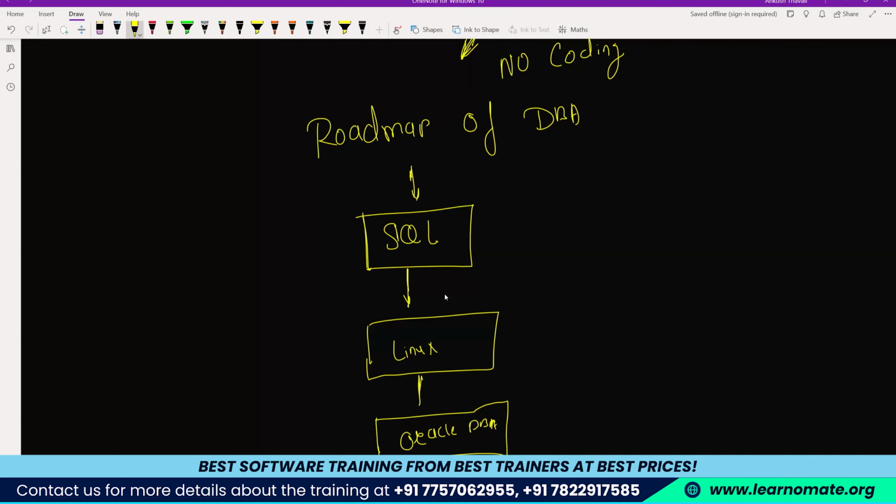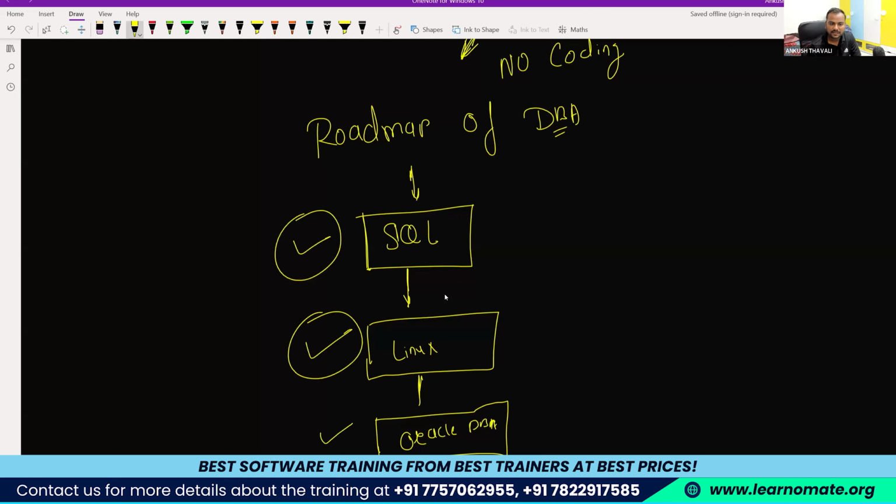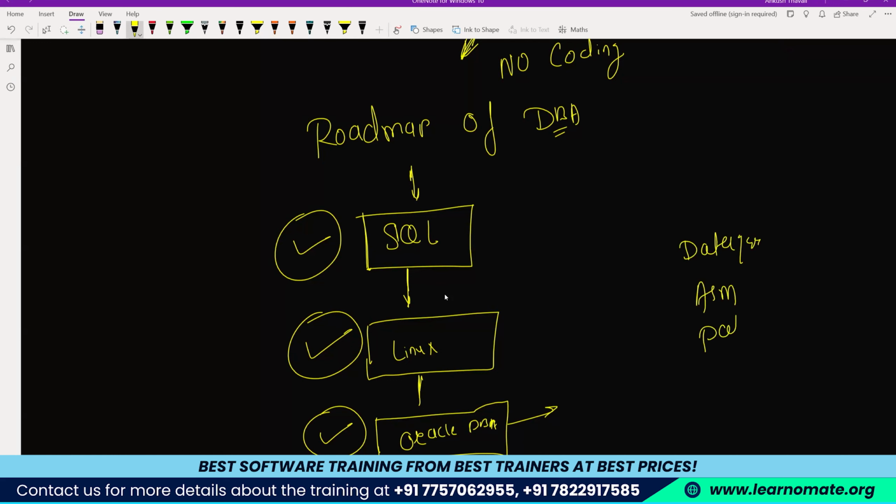When we are talking about the DBA, we don't go directly to the DBA part. We start with SQL, we start with Linux, and then we start with Oracle DBA. In Oracle DBA also we have all the advanced concepts available. Those people who are DBAs understand. We are already covering Data Guard. ASM is there, patching is there, upgradation is there.